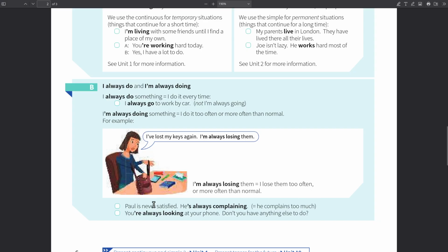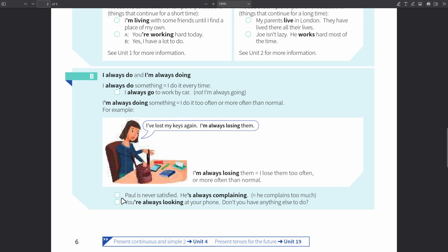Okay. Another example. Paul is never satisfied. He's always complaining. So he complains a lot, right? He complains too much. It's not normal that a person complains so much. Okay. You are always looking at your phone.